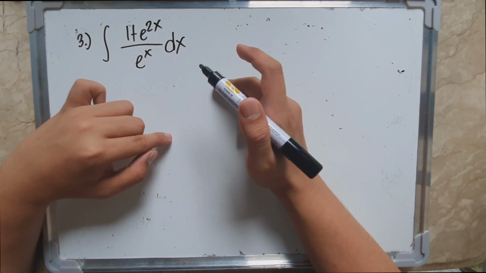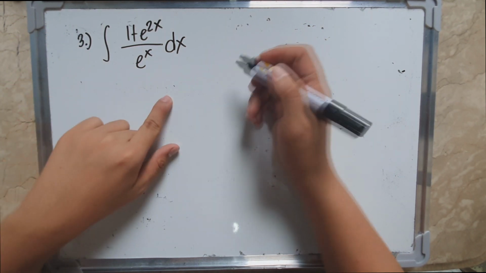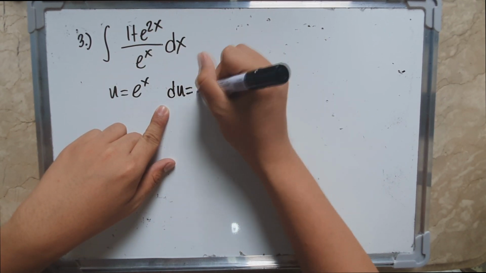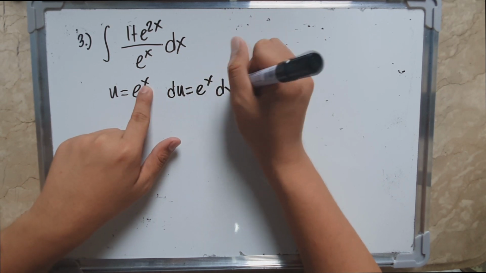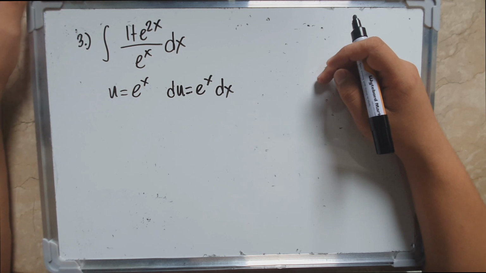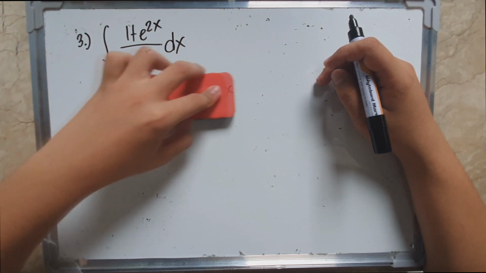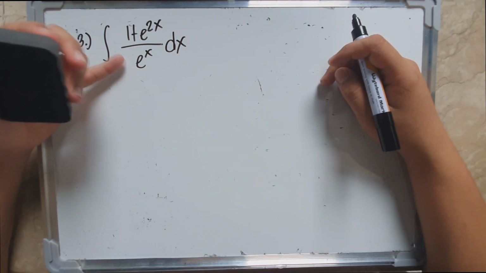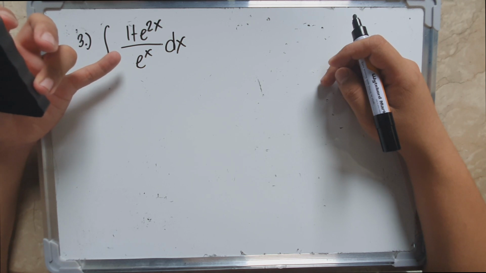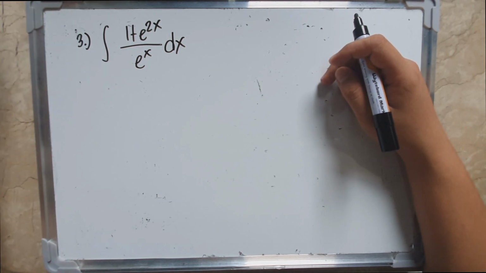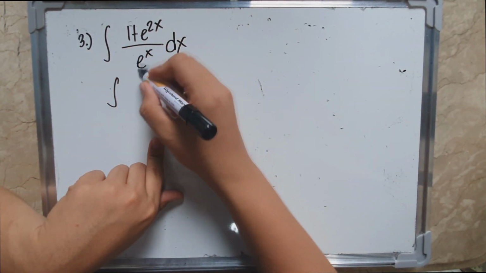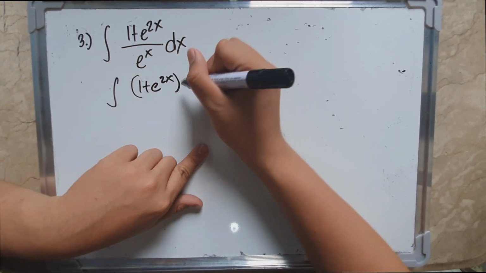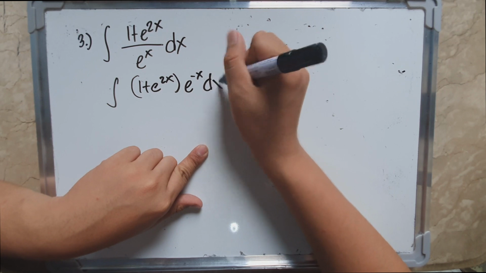So notice, if we try to set the denominator as the u, the du is e raised to the power of x dx. We would do an algebraic process. Okay? So what is our algebraic process? We could either separate the denominator or we could take the inverse. Taking the inverse of our denominator, this will become e raised to the power of negative x dx.